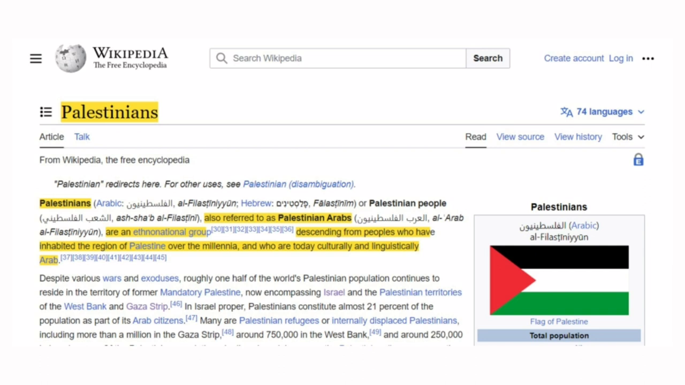Palestinians, also referred to as Palestinian Arabs, are an ethno-national group descending from peoples who have inhabited the region of Palestine over the millennia, and who are today culturally and linguistically Arab.